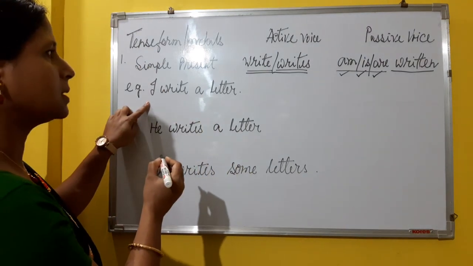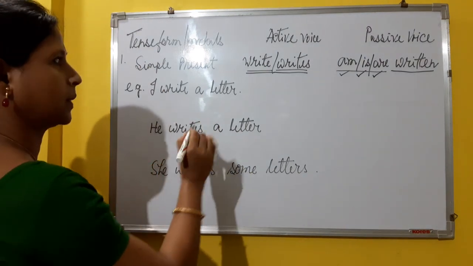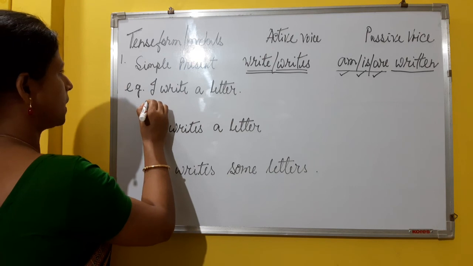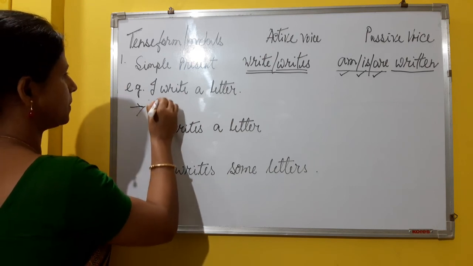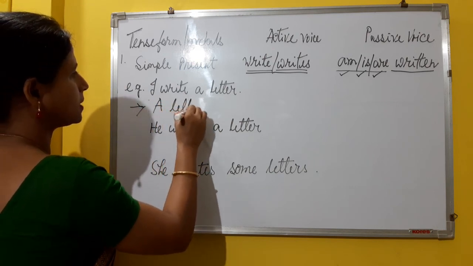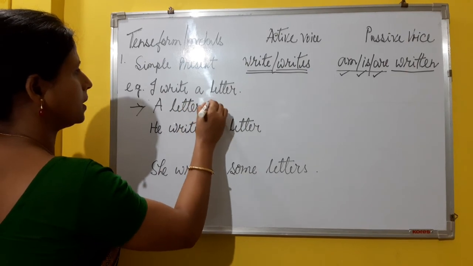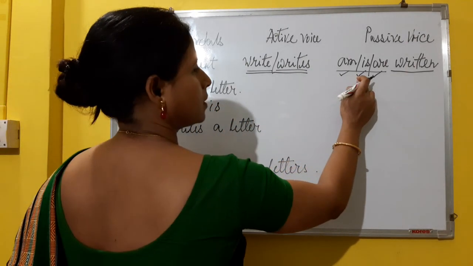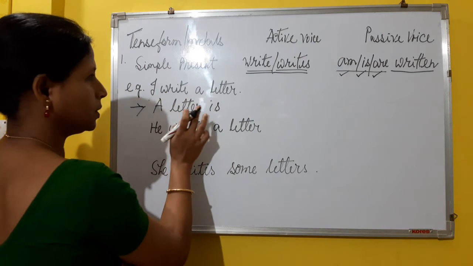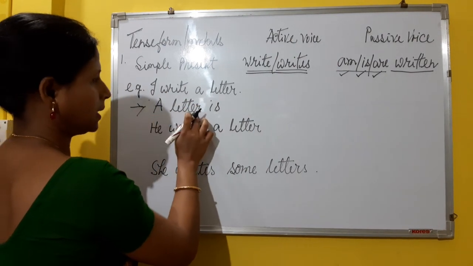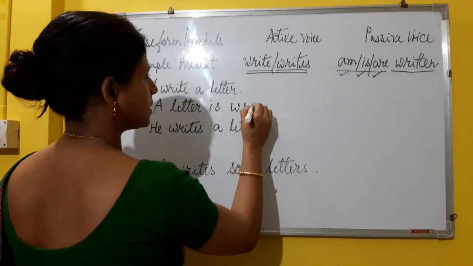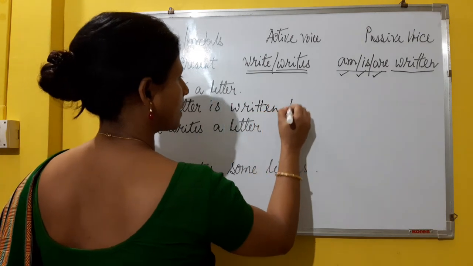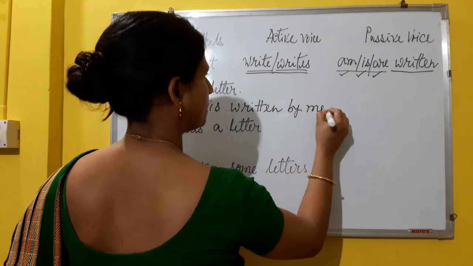So this is the sentence, I write a letter. We have already done it. Still, let me write it again. A letter is, we know we have to use is here. A letter is written by me.